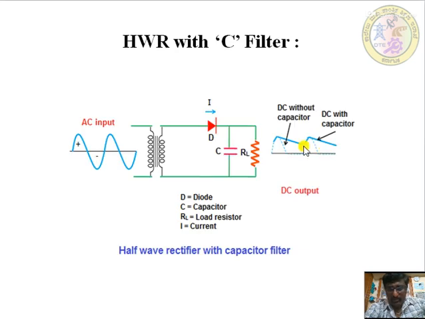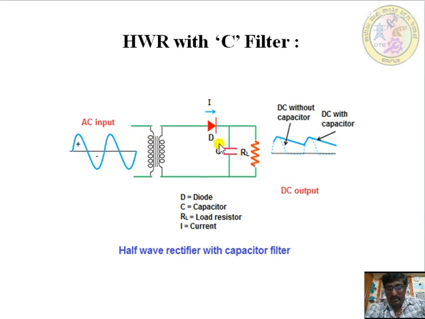So here, we are connecting a half wave rectifier with the C filter. C filter means the capacitor filter. This is the AC input signal, and this one is a transformer. A diode is required, as well as a load resistance, for a half wave rectifier. What we are doing is connecting a capacitor in parallel with the load resistor RL.